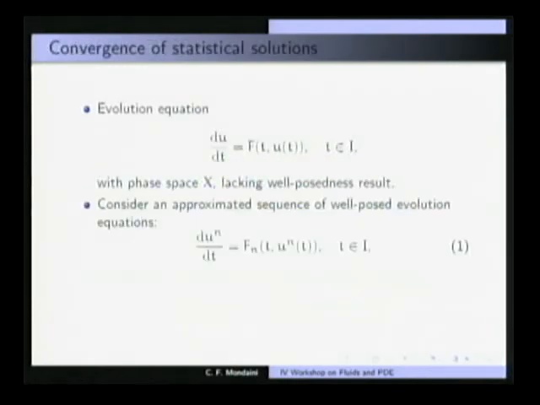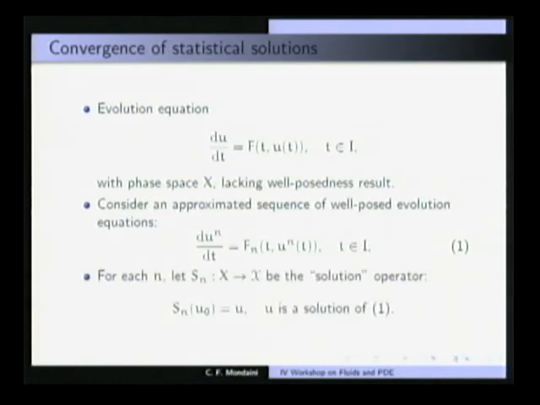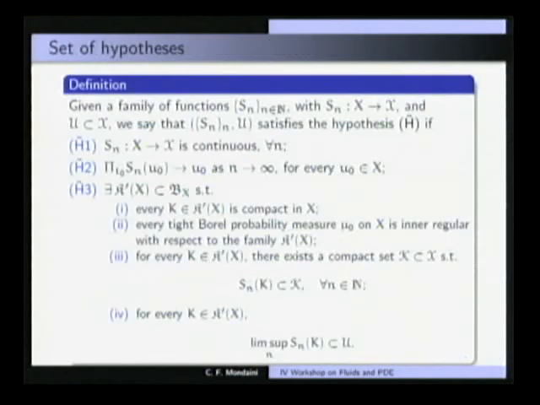So this would be the second part, on convergence. We have an evolution equation of this form, and you consider a family of approximated problems. And here we would have a solution operator, and in order to obtain a convergence result in this abstract setting, you would need another set of hypotheses. The first one, you ask this S_n to be continuous, which is natural because it's a solution operator of a well-posed problem. The second one is convergence of initial conditions.